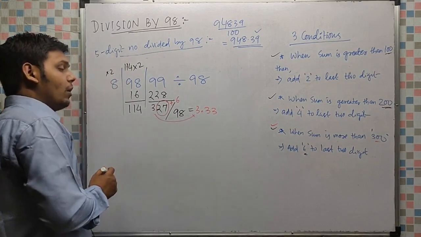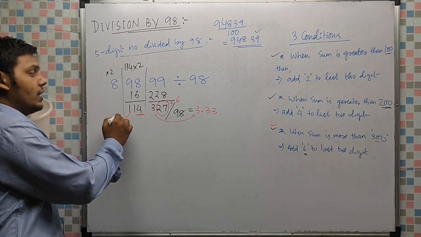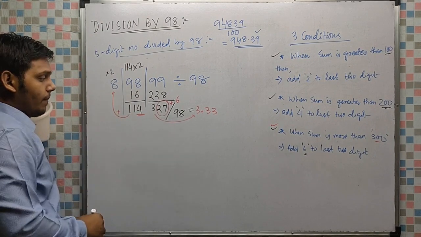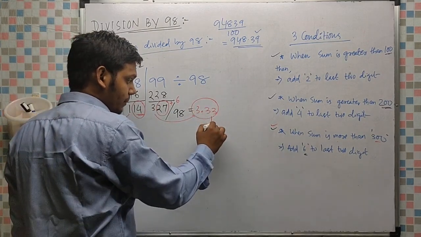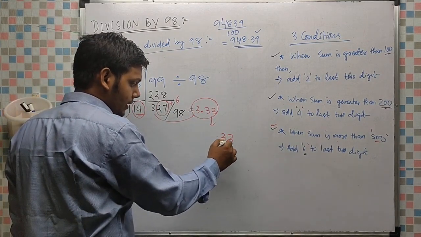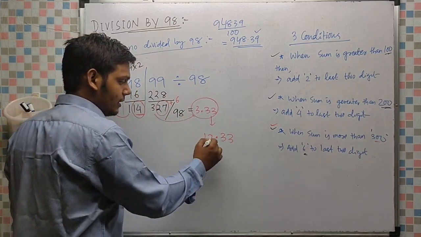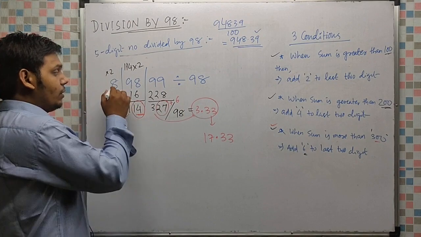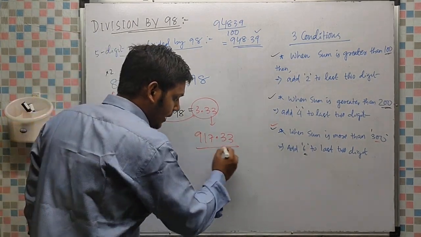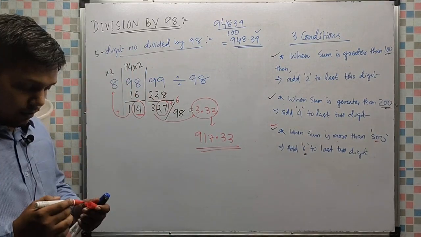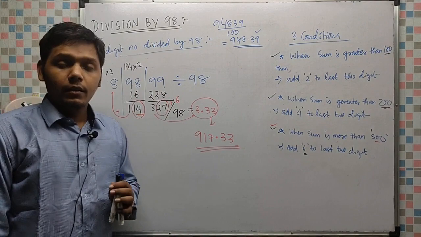Now what I have to do? I always told you, if a 3-digit number is coming, take 2 digits. This hundreds-place digit will be added to this. 14 plus 3.33. That means 0.33 you have to write first. 14 plus 3, that is 17. This 1 will be added with 8. 8 plus 1, how much? 9. The answer is 917.33. This is all about division by 98.